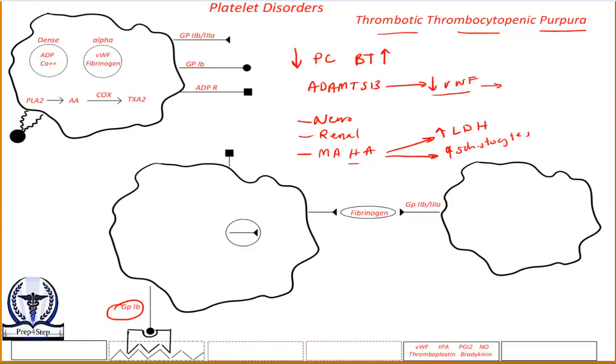And that basically concludes our discussion on platelet disorders and the primary platelet plug formation.